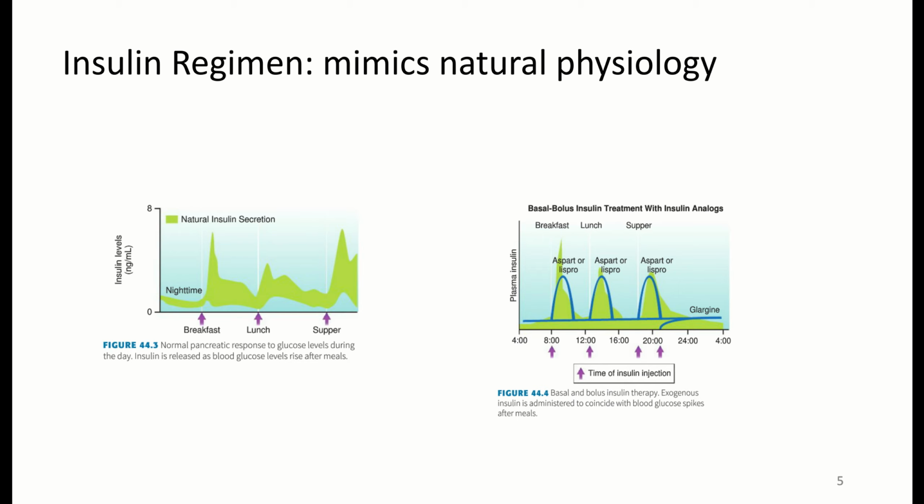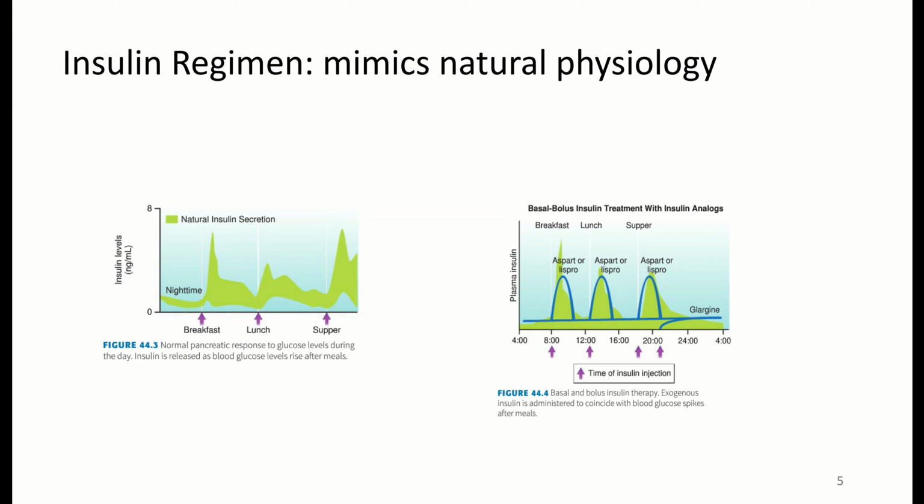A typical or an ideal insulin regimen is one that mimics the natural physiology as seen in the previous slide. So, a typical approach to the medical management of diabetes is using a combination of long or intermediate acting insulin to provide basal insulin. And in addition to a long or intermediate acting insulin, a rapid or short acting insulin is injected at mealtimes to cover rising glucose after meals.